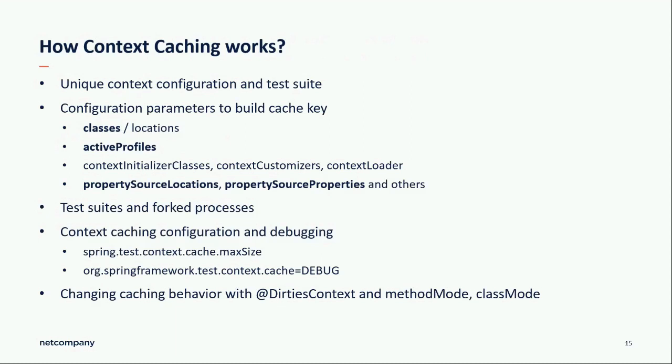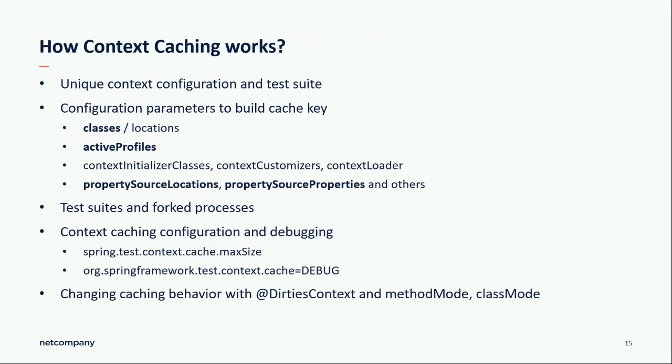To build this key, a couple of different things are taken into account. So, for example, from the annotation context configuration, the classes and locations. The classes are for Java-based configuration, and locations for XML-based configurations. Also active profiles. So if you have different profiles on different classes, then the key will be different. So this is also quite important.